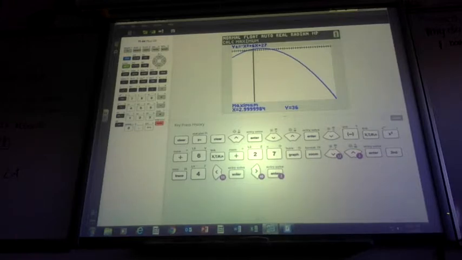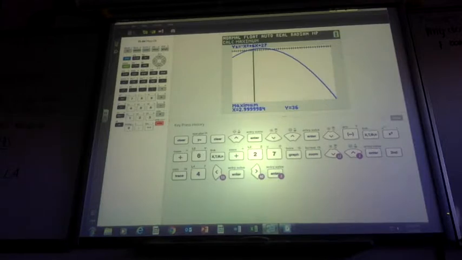So I would say that my rectangle has an x value of 3. My rectangle, bound by my parabola, has a maximum area of 36. You see where I got those values? 3 comma 36. That's my vertex.